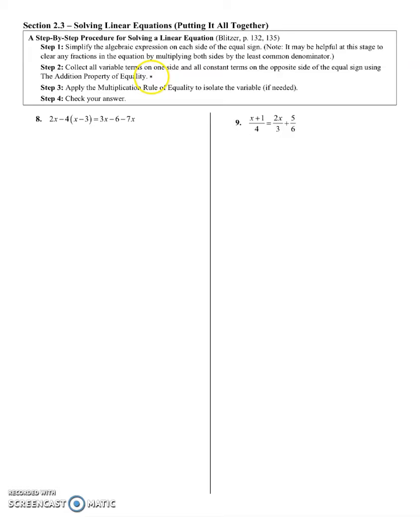Then we collect all the variable terms on one side of the equation, just like we did before, and all the constant terms on the other side of the equal sign using the addition property of equality. Then we apply the multiplication rule of equality to isolate the variable if that's necessary. And then, of course, we check our answer.